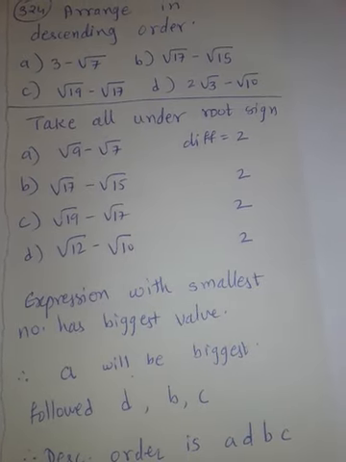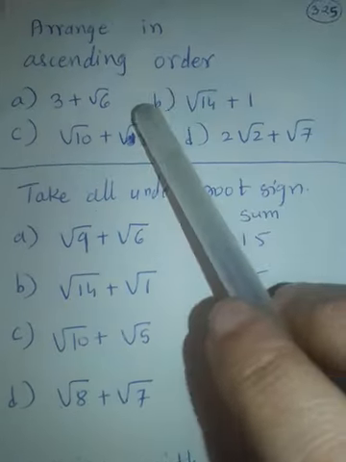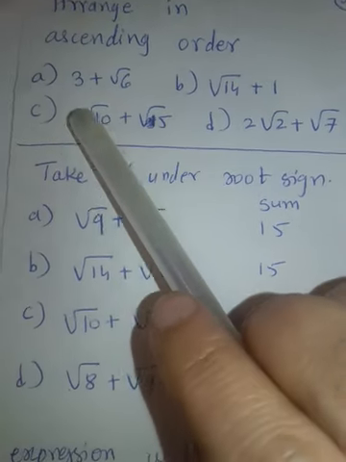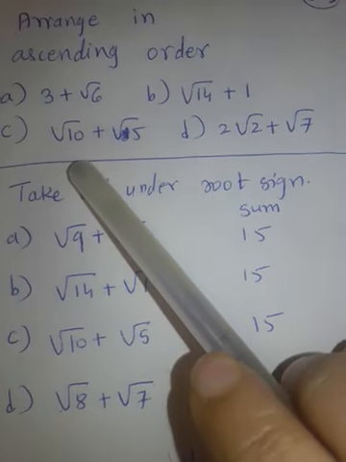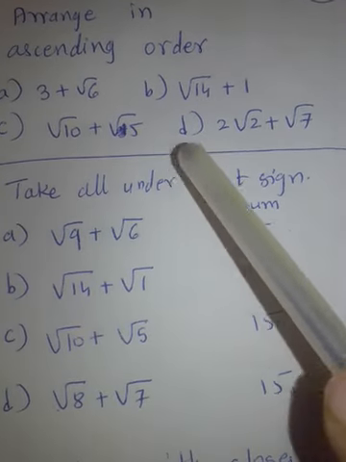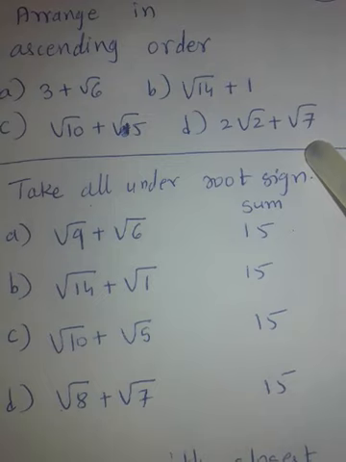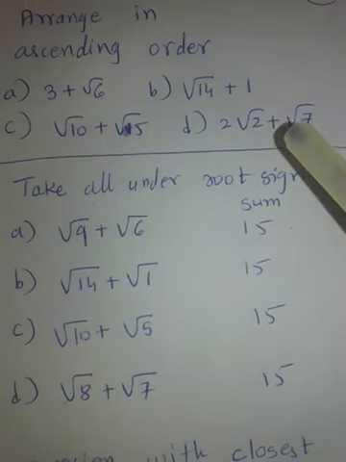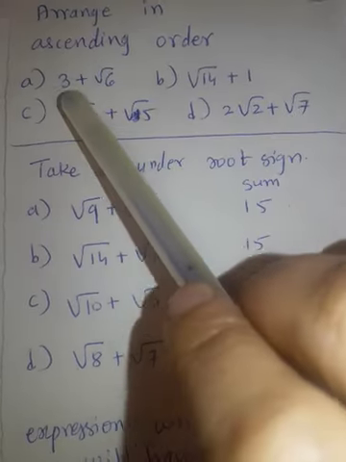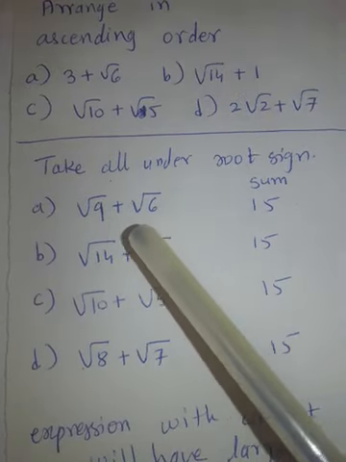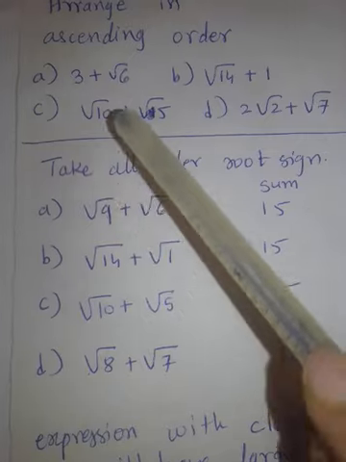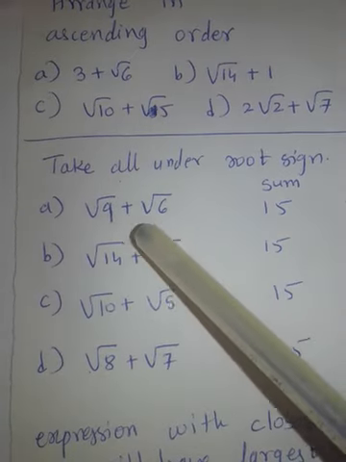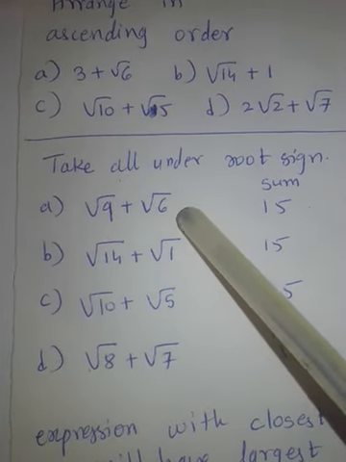Let's solve one more example. Arrange in ascending order 3 plus root 6, root 14 plus 1, root 10 plus root 5, 2 root 2 plus root 7. So again the first step is similar. We are going to write every number in the form of square root sign. So 3 will become square root of 9. So 3 plus root 6 becomes root 9 plus root 6.